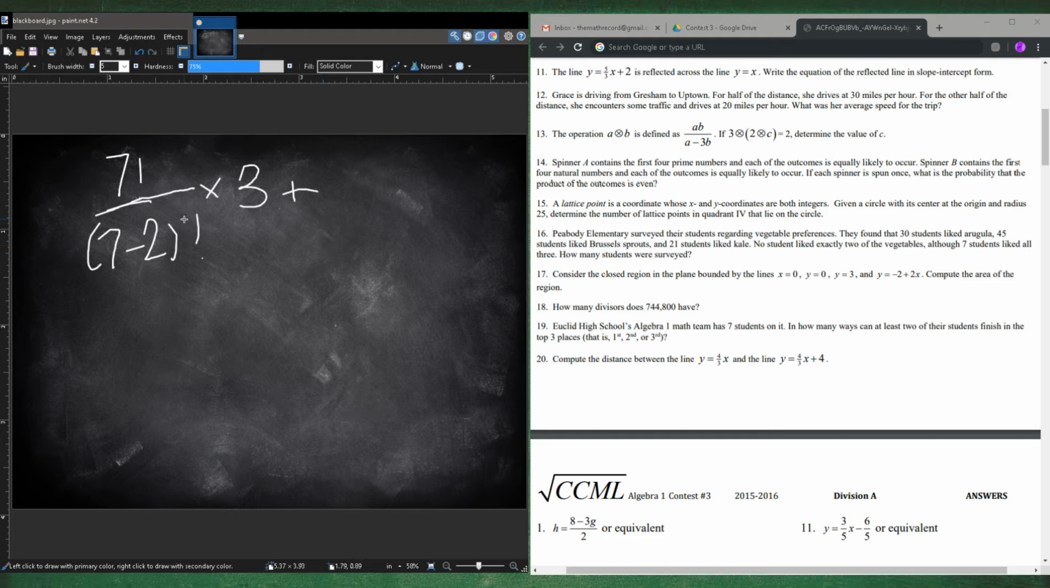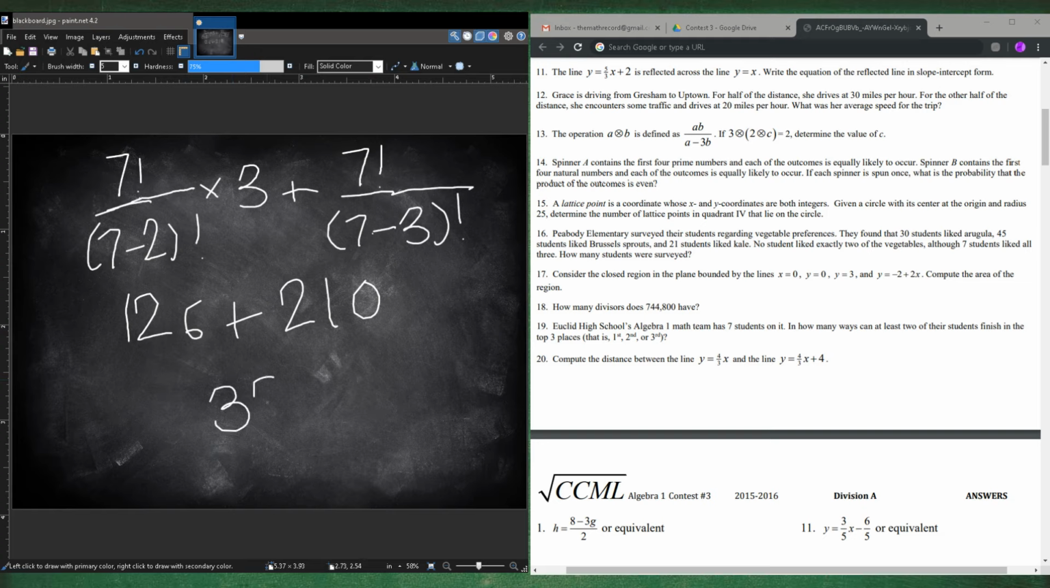And if they win all the top 3 places, then it's just 7 factorial all over 7 minus 3 factorial, basically. So using your calculator, 7 factorial divided by 5 factorial times 3 is 126, plus 7 factorial all over 4 factorial, which is 210. So that gets 336. So that's your answer.